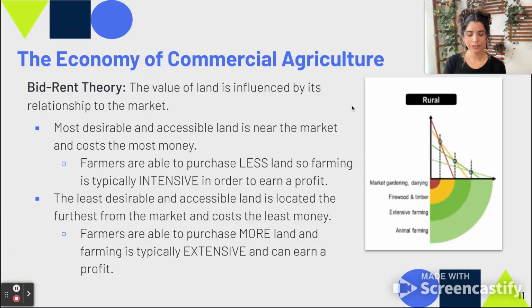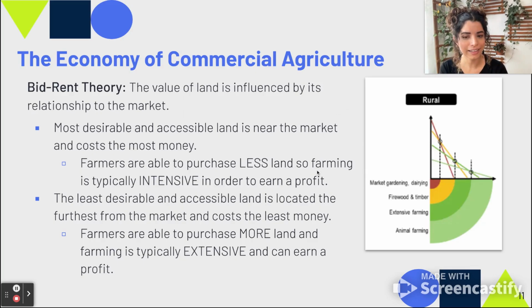And that comes into bid rent theory. This is really important for y'all to understand. It's the relationship between the cost of the land and its distance to the market. Think of the market as cities, city centers where people buy these things. The most desirable and accessible land is near the market and costs the most money. Just as we've talked about in other chapters, when you have a high concentration of people in an area, the real estate is going to be more expensive because it's less available. So the further away, the more affordable it is.